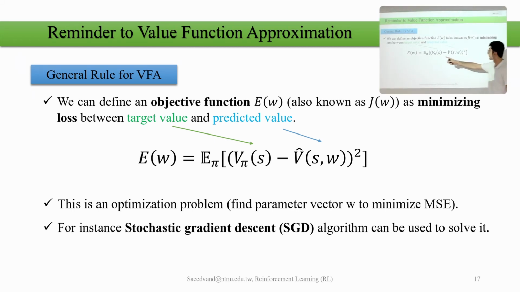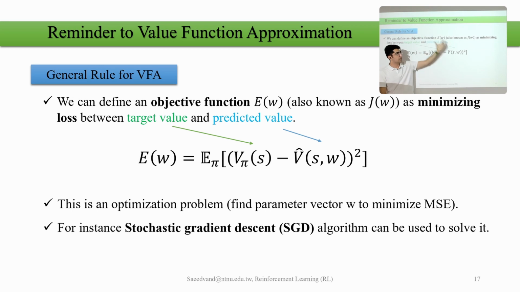Our network is equal to the expected policy, that is, the difference between the value pi of S and the predicted value of S and W. We said this is the target value that we want to reach, and this is the predicted value that comes from our model of the environment. Keep this in your mind: the predicted value of S and W.